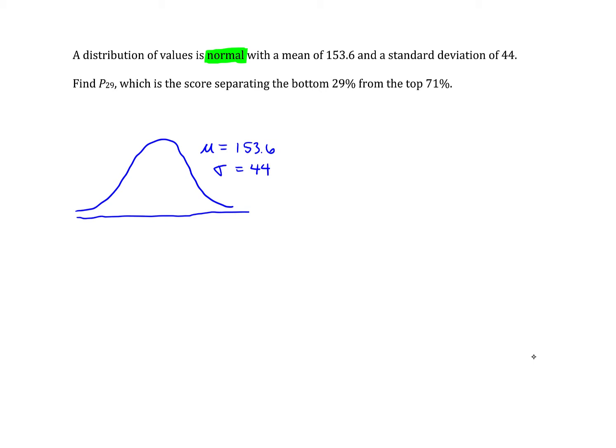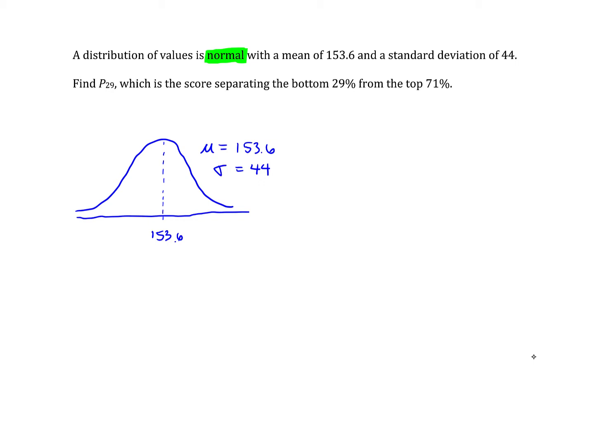So the mean is the value that's right in the center, so 153.6, and that means my axis here is in terms of whatever units these values are in. And it's not given, but it's the number of whatever the unit value is.